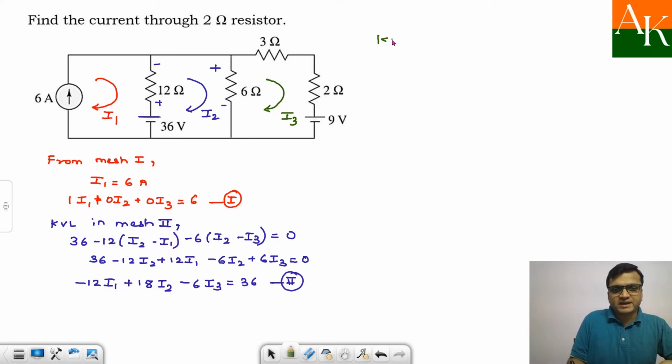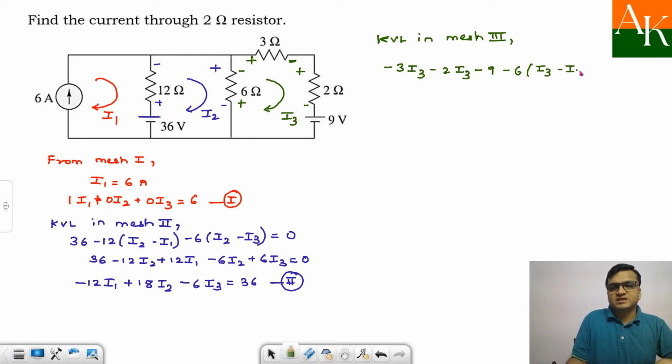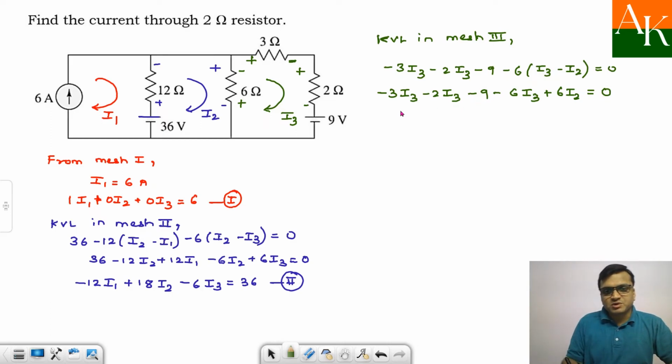And equation number 3 I will get by applying KVL in mesh 3. But before applying KVL, you need to assign the sign for the voltages developed across the resistances. So these are the polarities. So I am starting at this point. So minus 3 times I3, minus 2 times I3, minus 9, minus 6 times (I3 minus I2), and that is equal to 0. So I will have minus 3 I3, minus 2 I3, minus 9, minus 6 I3 plus 6 I2 is equal to 0. So I arrange the terms in such a manner that the coefficient of I3 is positive. So here I will have 0 times I1 because nothing is shared with mesh 1, minus 6 I2 plus 11 I3 is equal to minus 9. You can see here from this equation also we will get this.